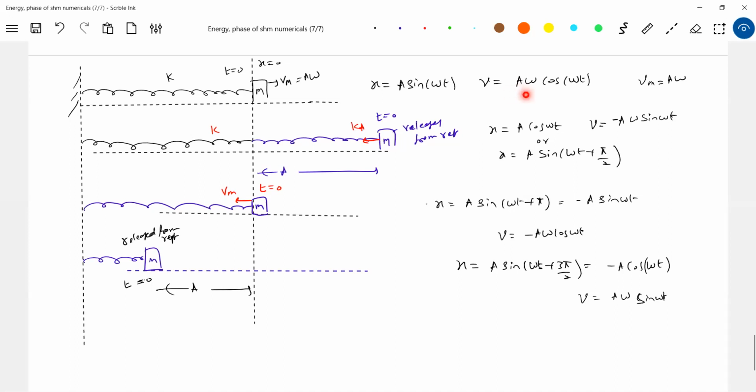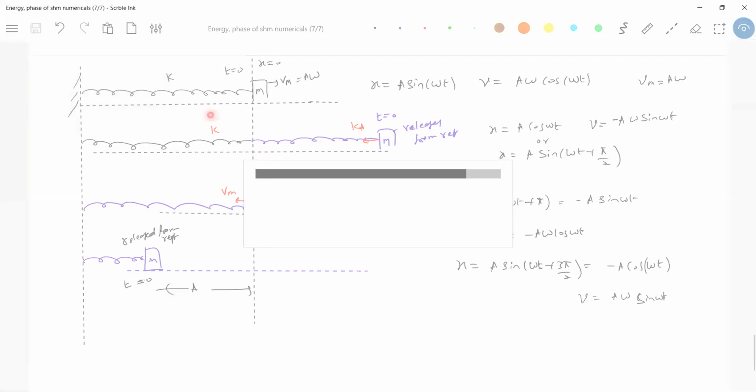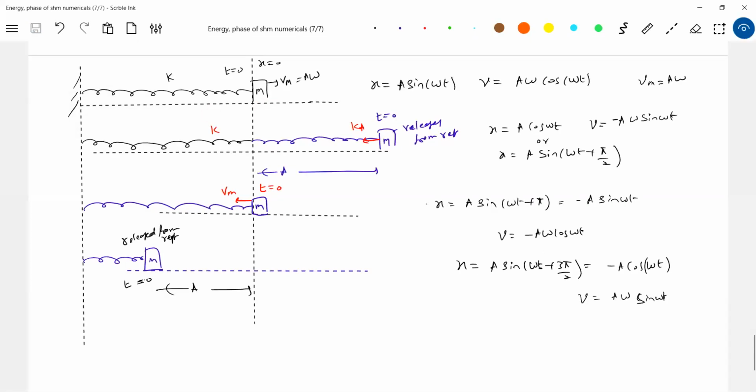Sir, why do we need this? See, when you're doing an experiment, suppose I ask you to study the SHM of the spring block system. What will a student do? Either he will strike the block to give it velocity from the mean, or he may pull the spring by some distance and release. And I ask you to calculate the time period.